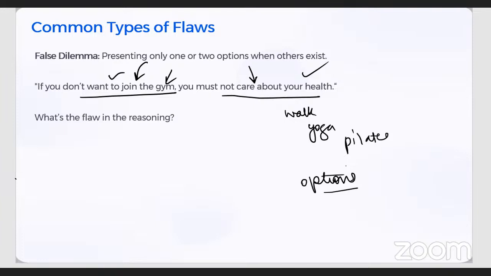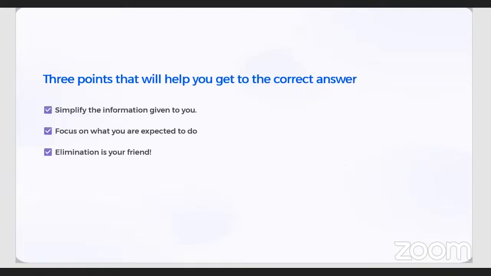We spoke about this when we spoke about weaken the argument questions as well, but the same 3 points apply no matter which question type you're looking at in the GMAT critical reasoning. Okay, let's look at these 3 points.